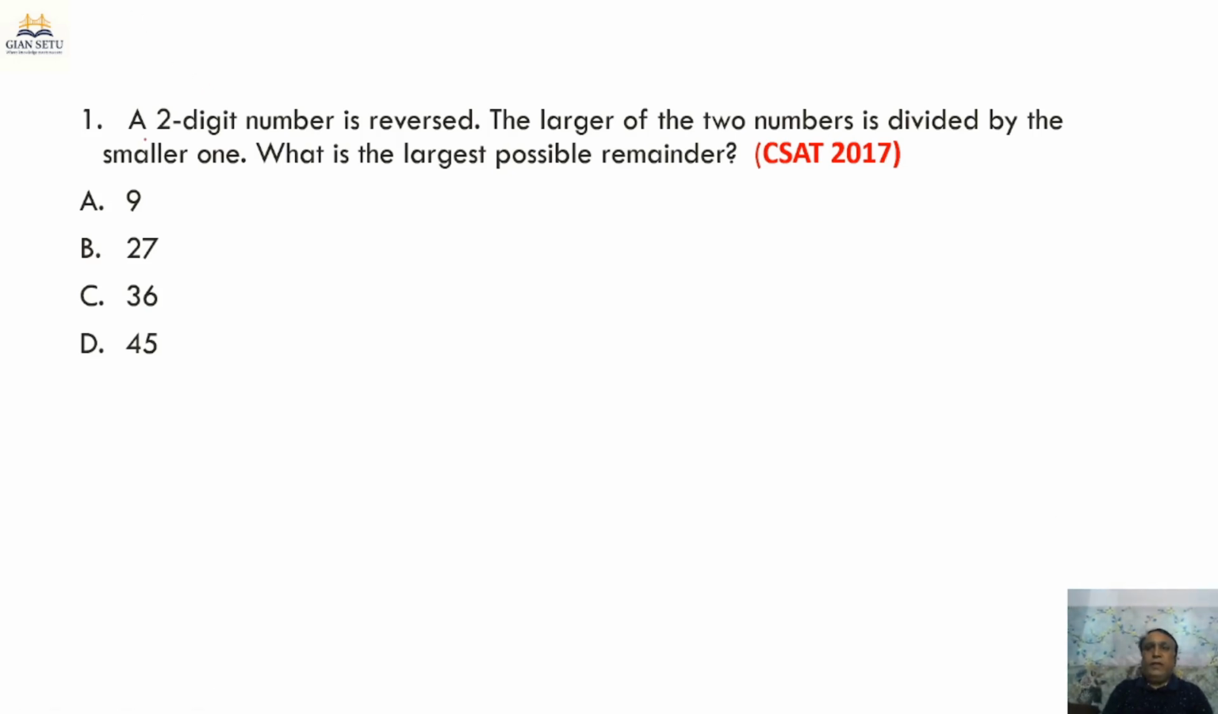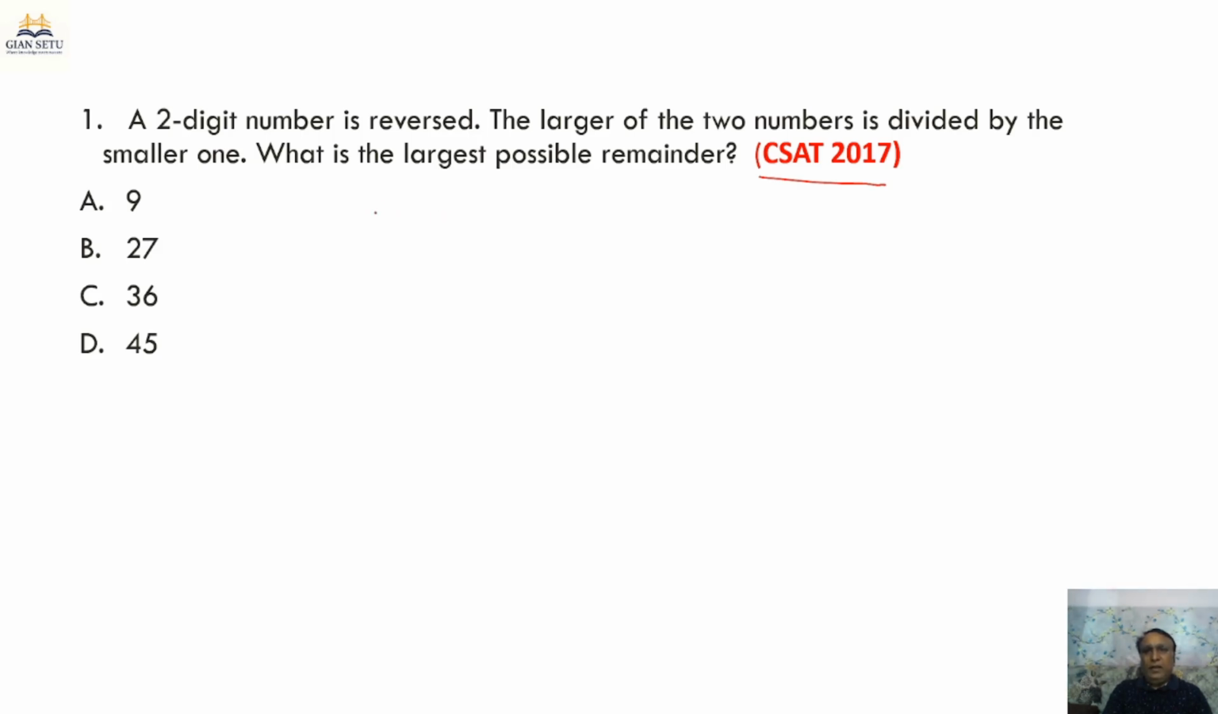The question number 1 is, a two-digit number is reversed. The larger of the two numbers is divided by the smaller one. What is the largest possible remainder? This question was asked in UPSC CSAT 2017. Now to have the largest possible remainder, one of the numbers must be the largest two-digit number.